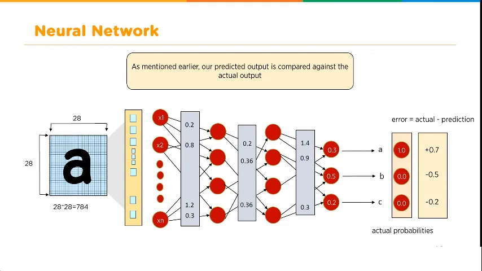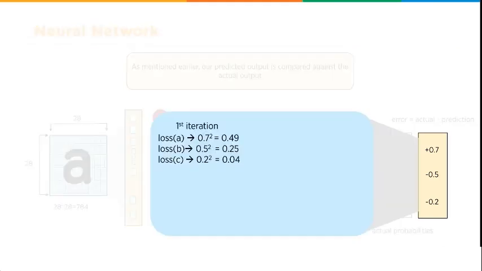So as mentioned earlier, our predicted output is compared against the actual output. And you can see our error over here, actual minus prediction, and then we go ahead and compute our loss. So the loss of A is 0.7 squared equals 0.49. Loss of B is 0.5 squared, or 0.25, and so on. So now we have our first iteration.